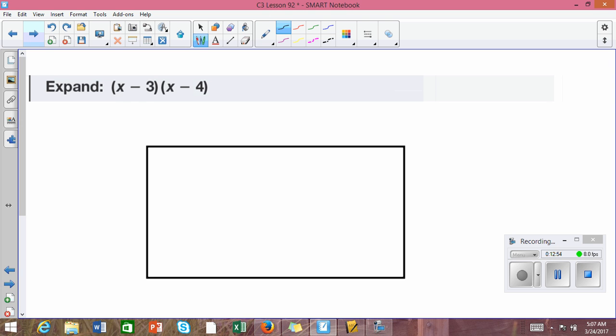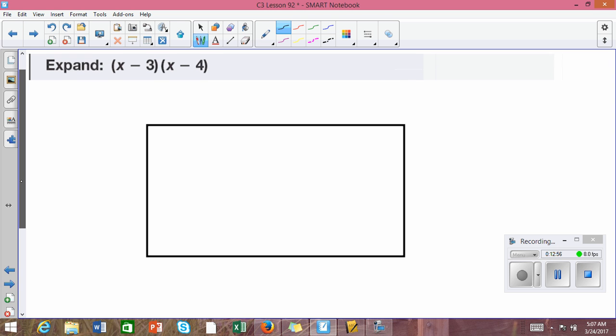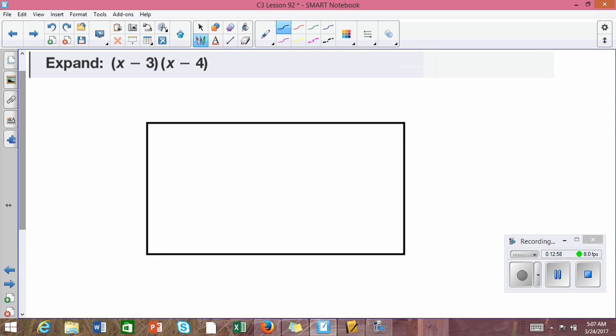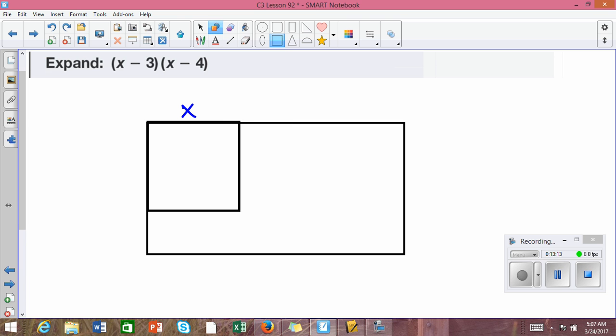Okay, so now we are going to expand another problem: x minus 3 and x minus 4. So this makes it a little bit more complex. I'm going to show you both ways just so that you can see what's happening. Mrs. Florin's going to get better at squares too. So we're actually going to draw a square in here, because this one should be a square. I'll make it a little bit smaller. Okay, so there's our square right there.